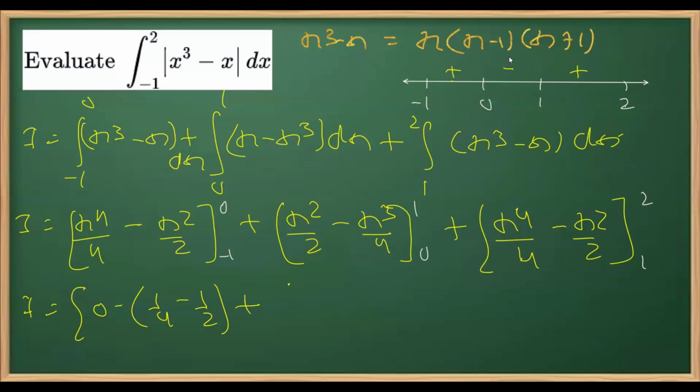And then plus, here I'm going to place the upper limit, which is 1. So clearly it will give you half and minus 1 by 4. And here, what we are getting, placing the upper limit 4. So 4 square is what? 16. So 16 upon 4 is 4 minus 2 square. 2 square is 4. 4 upon 2 is 2 minus the lower limit, which is 1 by 4 minus 1 by 2. Okay, next is the final part of simplification.